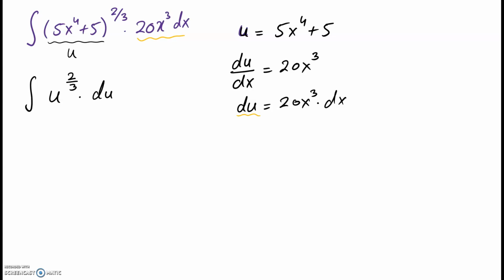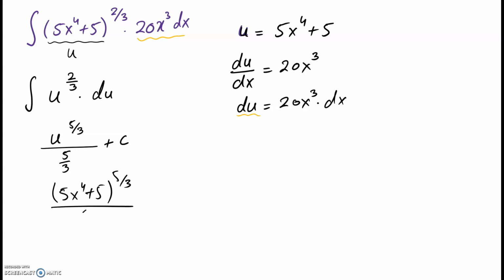Now the integration of u to the power of 2 over 3 times du. Let's take the integration of this one, and you know that whenever we take integration we add 1 to the power, and when we add it, it's going to be 5 over 3. So I will also just write this one as u to the power of 5 over 3, then plus c. Now let's substitute the value of u, which is 5x to the power of 4 plus 5, to the power of 5 over 3 plus c. That's it.